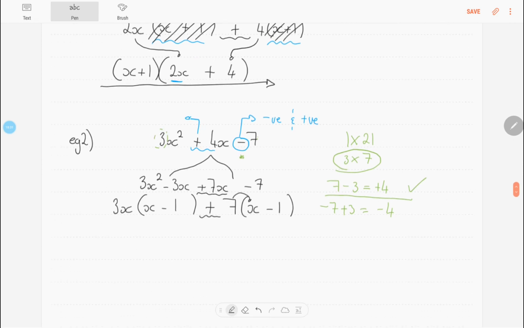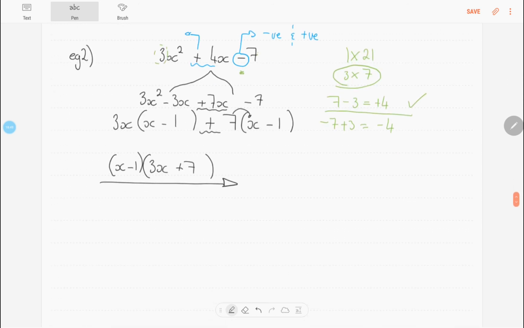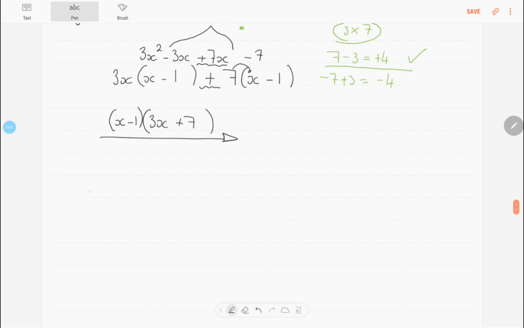Okay, cool beans. Now for the exciting part, we take out a common bracket out of that little equation that we're doing. So we take out a common bracket and we see what's left over. Here we're going to be left with a 3x and we're going to be left with that 7. And there we have factorized. Alright, cool beans. Let's go for another one.